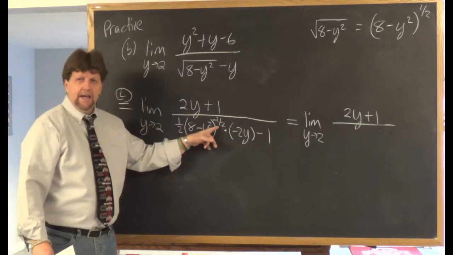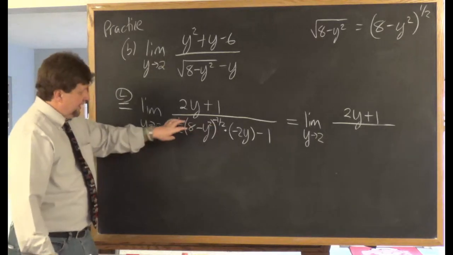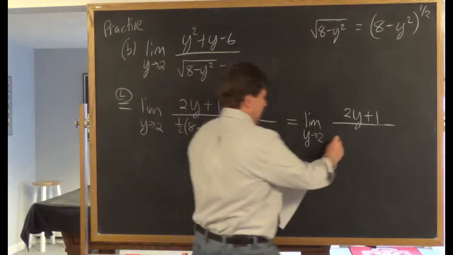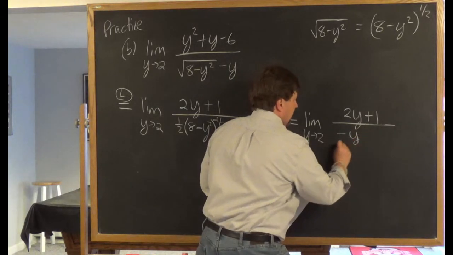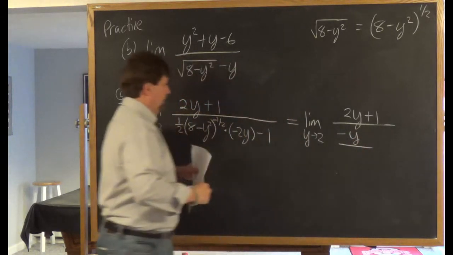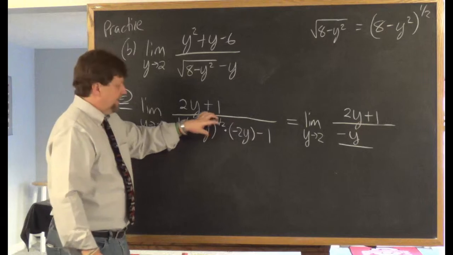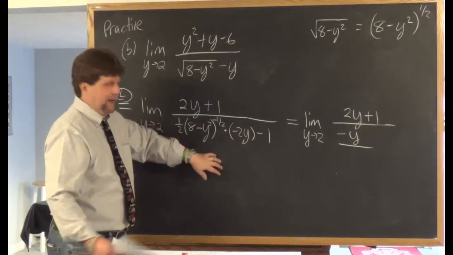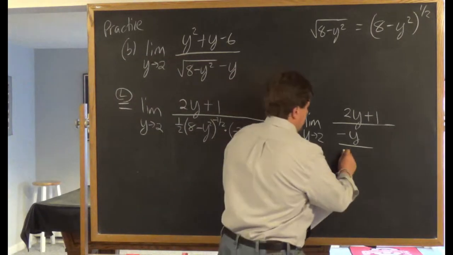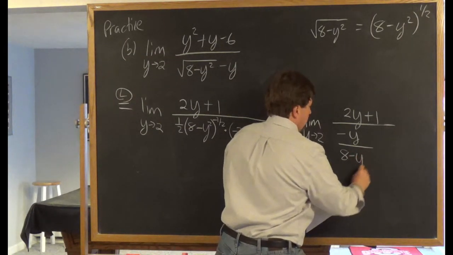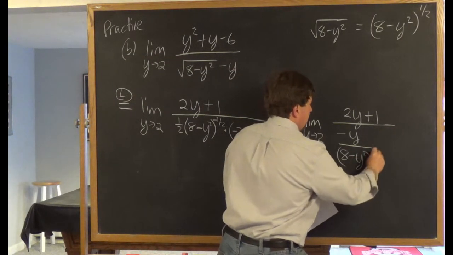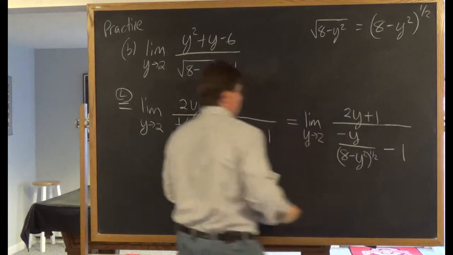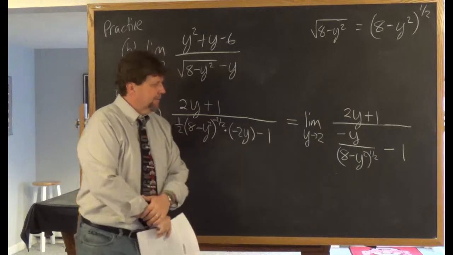And I'm going to get rid of this negative exponent. So I'm going to take this first block here, and I'm going to rewrite that as negative y over. To make this exponent positive, I would drop it into the denominator, and that would make it a positive 1/2 exponent. So that's 8 minus y squared to the 1/2. And don't forget the minus 1.